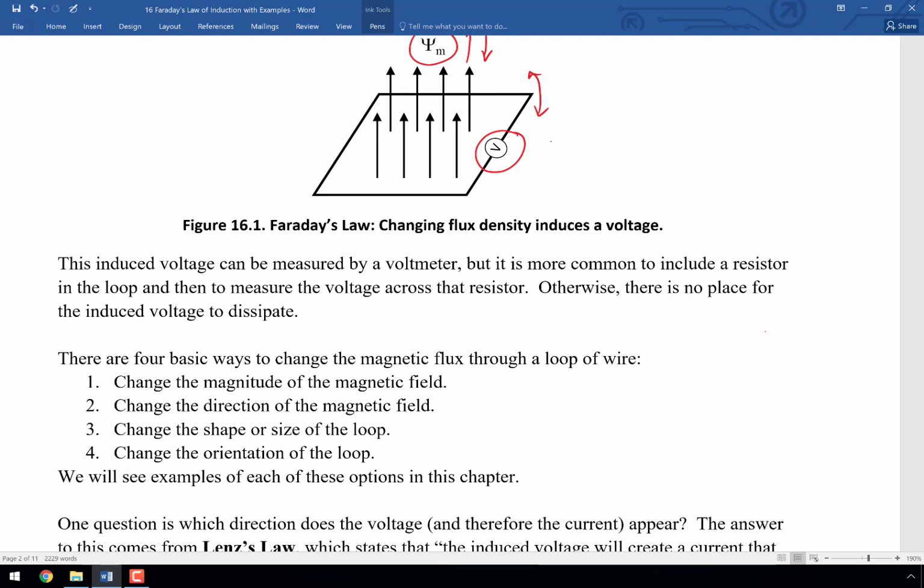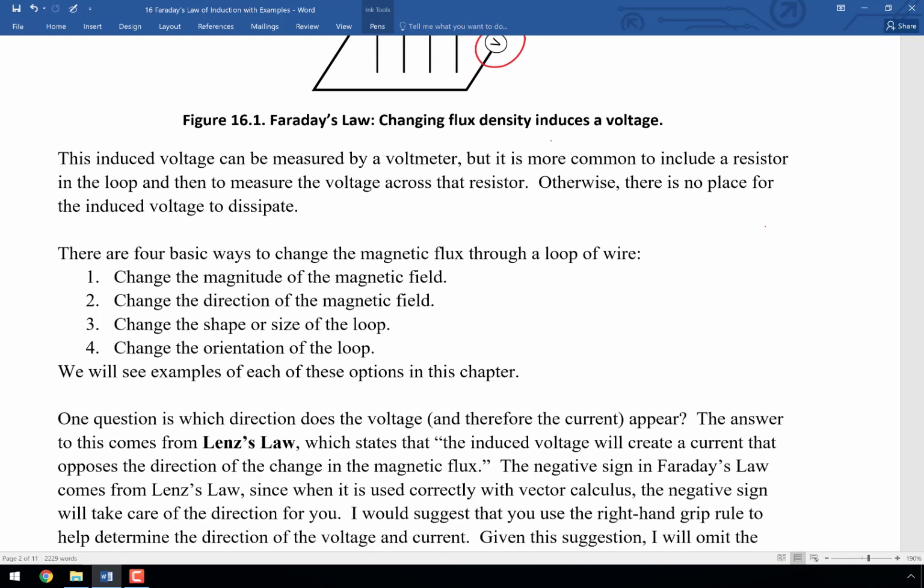We're actually going to see all 4 of these examples in the next few minutes, and so I just want you to be prepared for the fact that I think I've brainstormed all the ways that we can change the magnetic flux, and we're going to see that each of these is valuable to us as electrical and computer engineers.